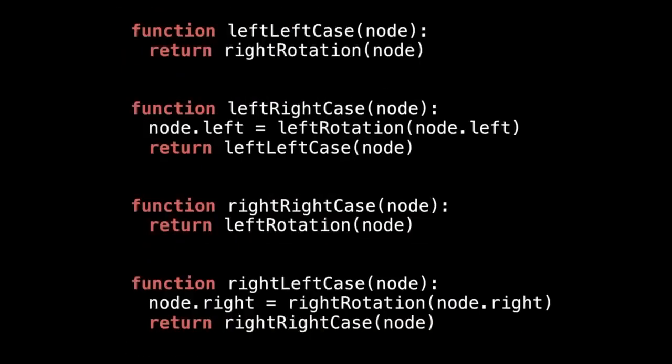Inside the 4 cases we might run into, notice that all we do here are calls to the left rotation and right rotation methods that we saw in the last video. Also notice that the left-right and right-left cases call the left-left and right-right case methods respectively, since they reduce to those cases after a first rotation.